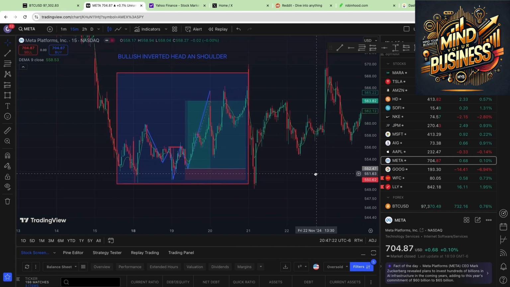So that's a quick recap. We talked about the bearish double bottom, a bearish head and shoulders, a bullish double bottom, and a bullish inverted head and shoulders.